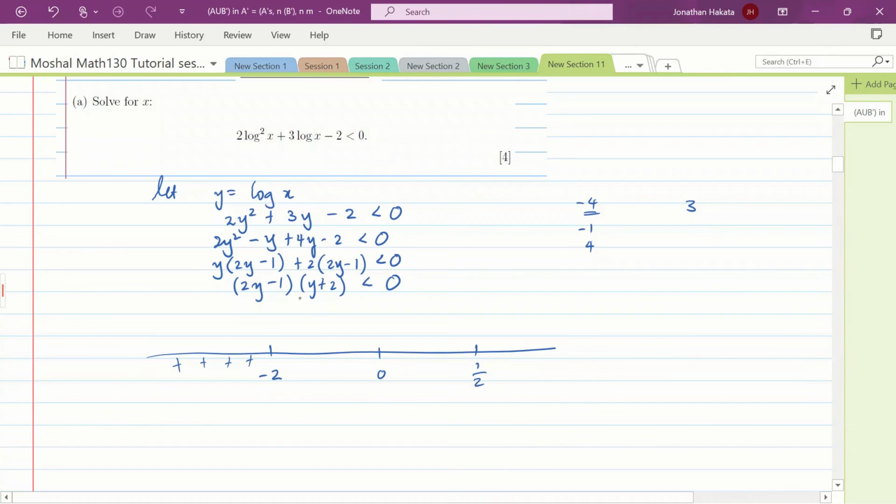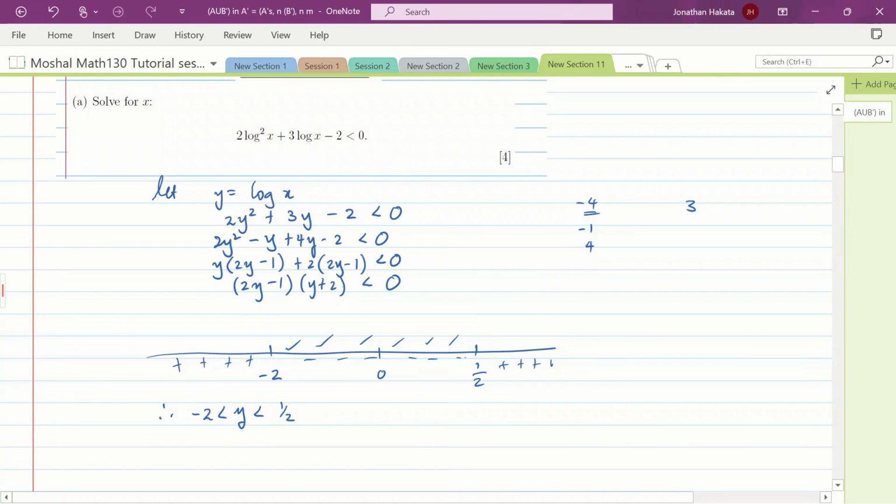Well, let's pick a 0, for instance. Put a 0 there. You have minus 1 from this bracket. 0 there, you have a 2. Negative 1 times 2 is negative 1. So in this region, I'm getting negatives. So this is the region that we want. And anywhere else above half, let's try a 1 there. 2 times 1, that's 2, minus 1, that's a 1. 1 times 3, that's a 3, positive. So these are positives, but the only true region, therefore, is y greater than negative 2 but less than half.